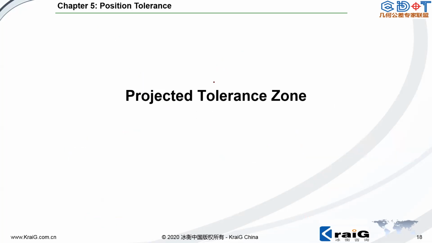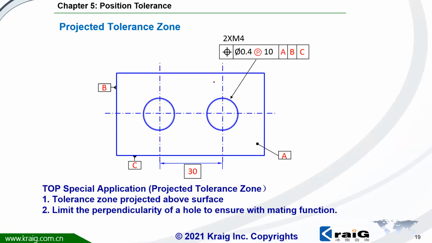All right. Next one about projected tolerance zone. Let's have a look at this symbol here. There's a small symbol here, P circled. We call this projected tolerance zone, which is widely used for the threaded hole. Let's have a look at one example. What does this projected tolerance zone mean?